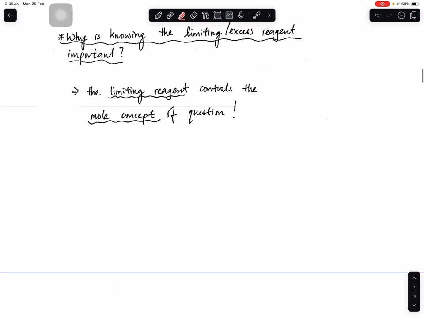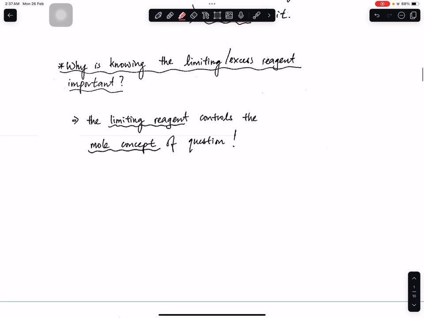So what are we going to talk about here? Why is this an important thing? Because this limiting reagent that we find out will actually help us with the mole concept. To be more direct, we're going to talk about the mole ratio. We will always use your limiting reagent to compare the mole ratio. Let me just stress it here.